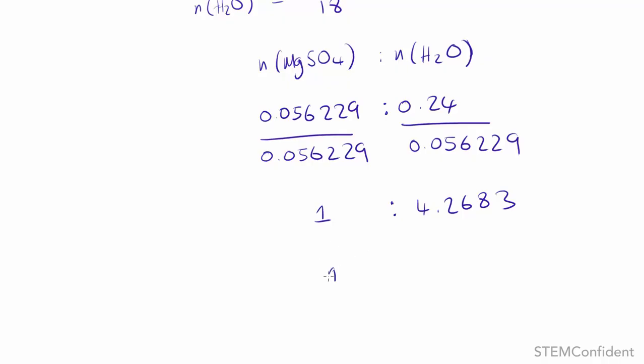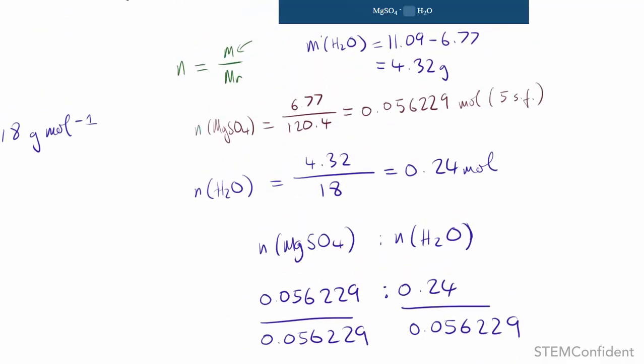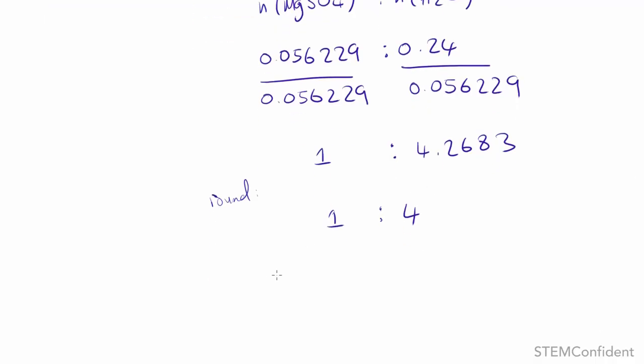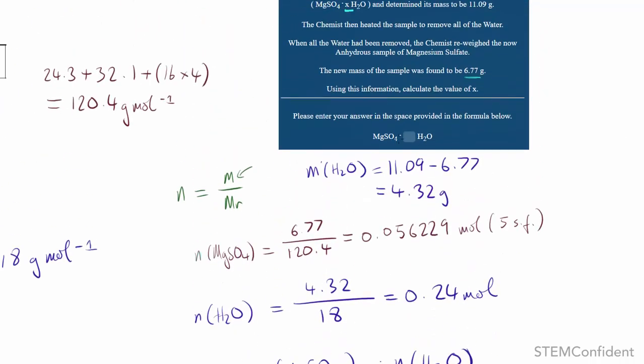So if we round it, effectively it's going to be 1 to 4, okay? And on that basis, we can say that the value of x is 4, right? So that effectively gives us MgSO₄ dot 4 H2O. So here we can say that the value of x in this particular question is going to be 4, okay?